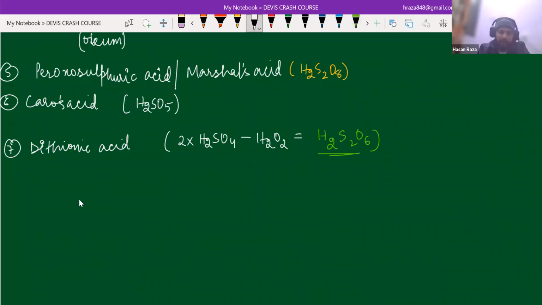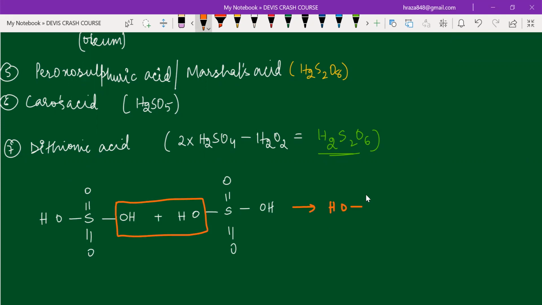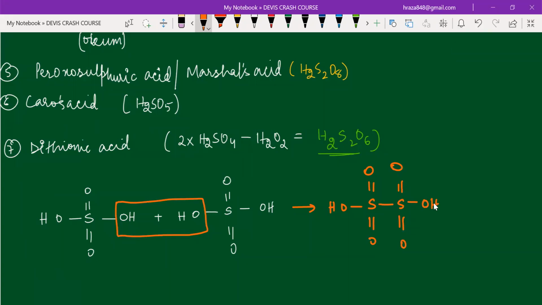So basically, what you need to do for dithionic acid is write the H2SO4 structure like this, and remove H2O2, that means this part, and connect this part. Then you will be getting S double bond O, and then S double bond O, double bond O. Got it?